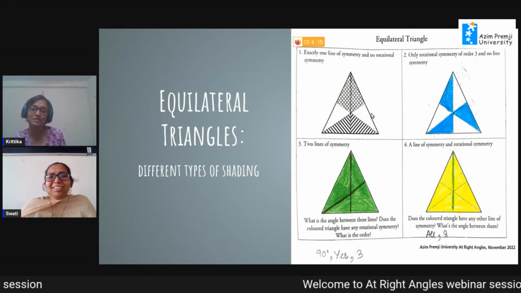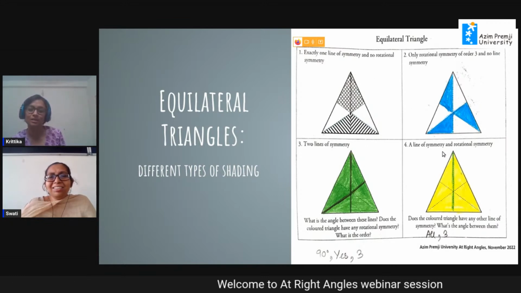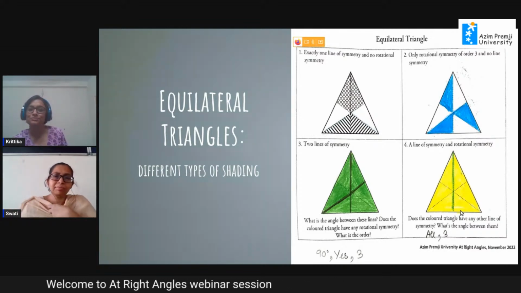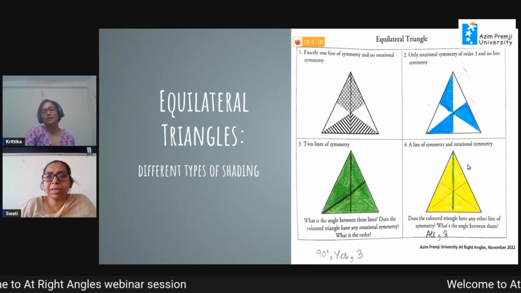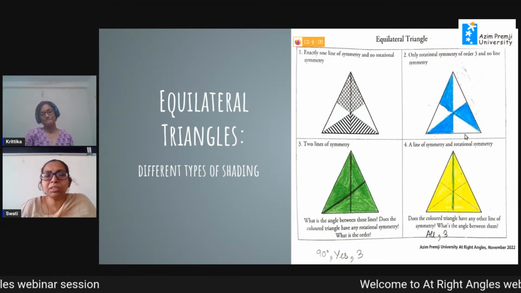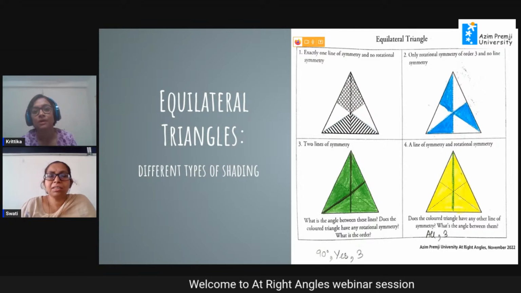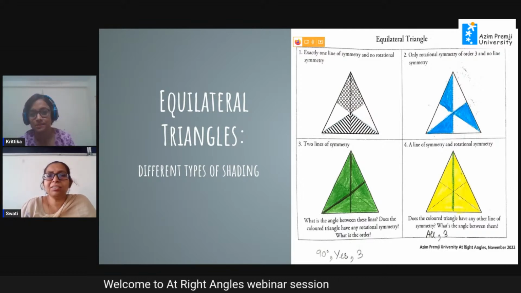The first one was done for the students, and they had to color all three. Can you just read out the question? I think the first one has only one line of symmetry. Correct, it is one line of symmetry and no rotational symmetry.